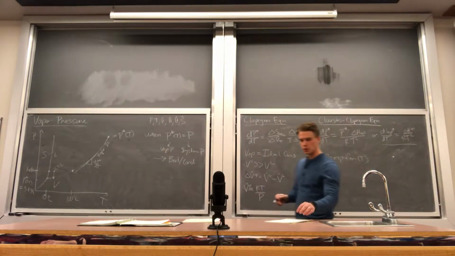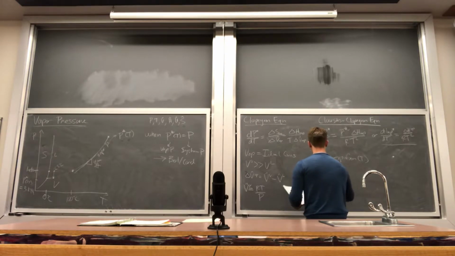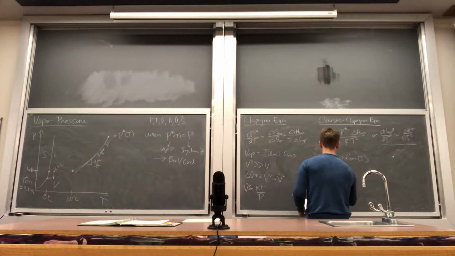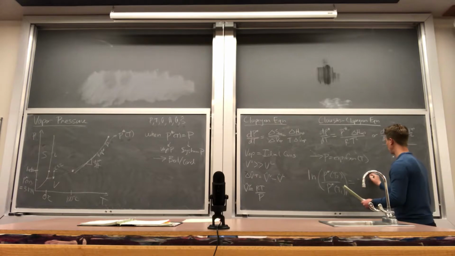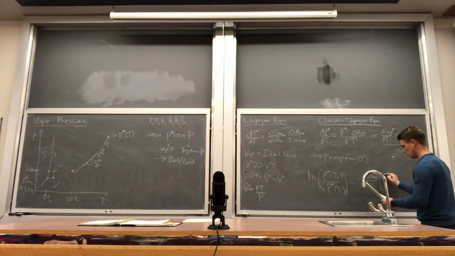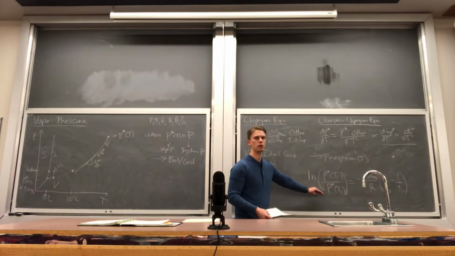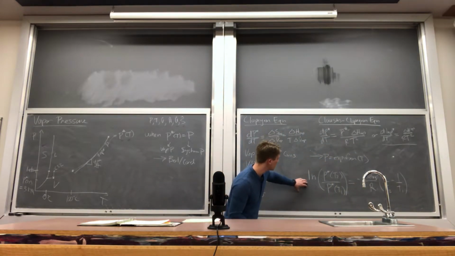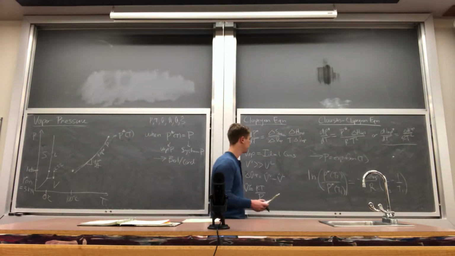So if you were to integrate these expressions, what you'll get is that the natural log of P star at some T2 divided by the vapor pressure at some T1 is going to be related to the heat of vaporization. We get some sort of exponential looking function here, right? Because you have to take the exponent of this side to get rid of the natural log, and we can see that the vapor pressure is an exponential function.